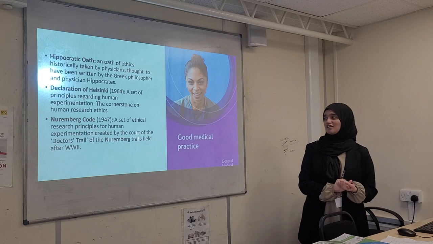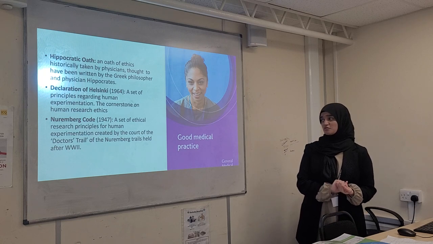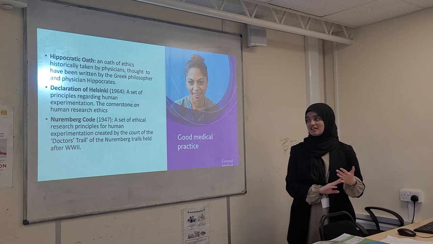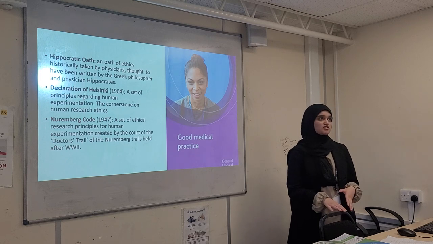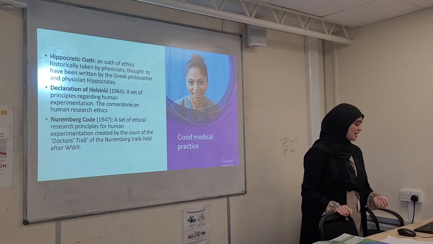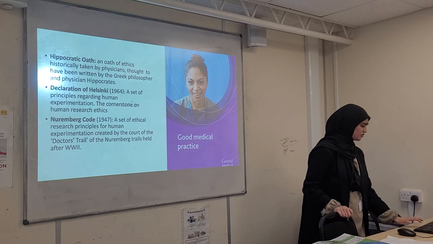And the Nuremberg Code is a set of ethical principles for human experimentation created by the court of the doctors' trial of the Nuremberg trials held after World War II. The Nazi doctors used to do horrible, horrible things to people in concentration camps, like forced sterilization. And that code of conduct was written after that.